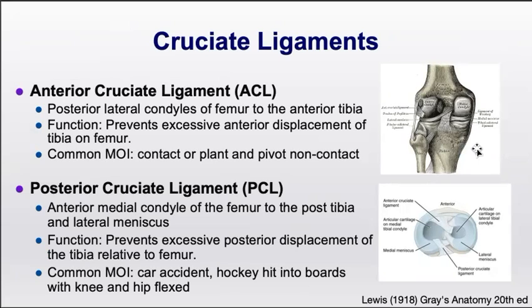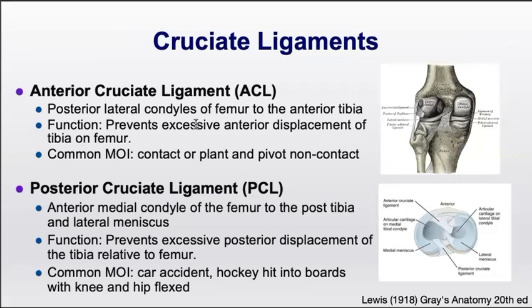So the ACL, it's obviously in the front aspect, or the anterior aspect, of this ligament complex, and it runs from the posterior lateral condyle of the femur to the anterior tibia. Okay, the primary function is to prevent anterior displacement of the tibia on the femur. So if you're sitting there on your computer and you want to Google anterior drawer test and Lachman's test, those are the typical tests to examine if the ACL is injured.